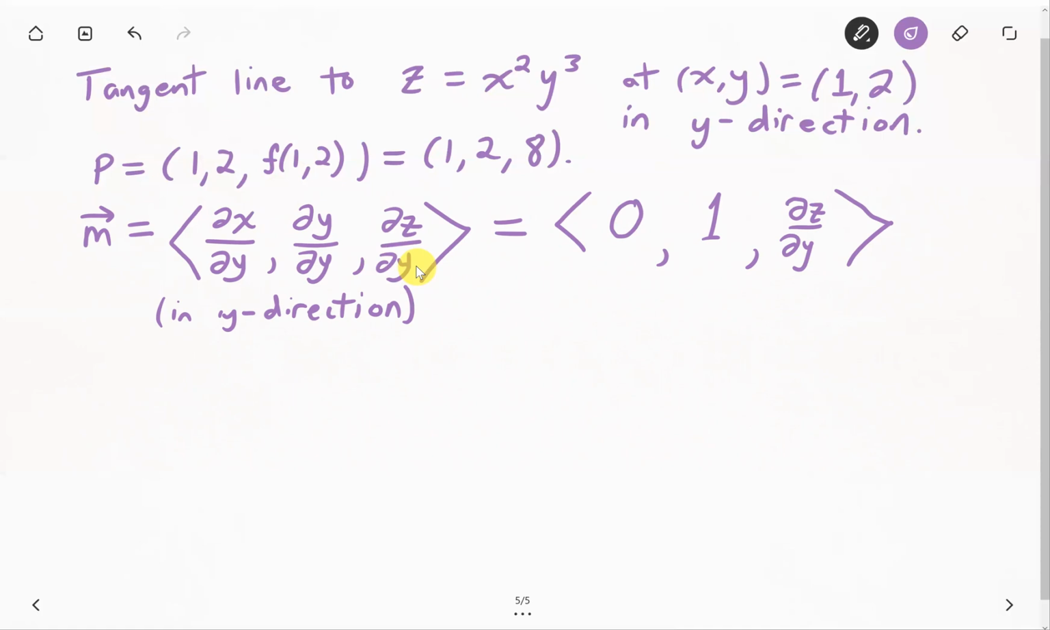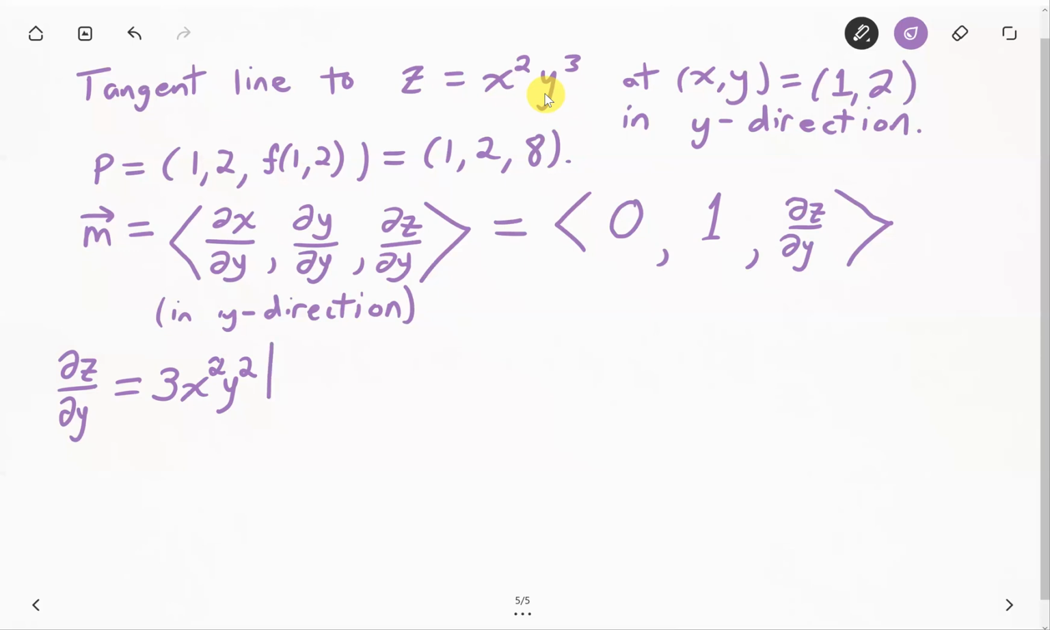So for this specific problem, we need to go ahead and calculate dz dy. So this means that y is our variable and we're holding x constant. So here, remember x is constant. We have a constant squared, which is still a constant, times y cubed. The derivative of a constant times y cubed is the constant times 3y squared. Actually, I'll just move the 3 out to the front. So we have 3x squared y squared. That's our partial derivative with respect to y.